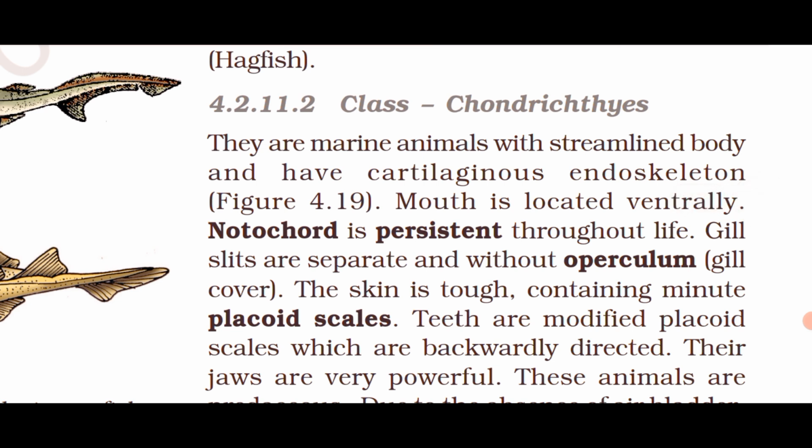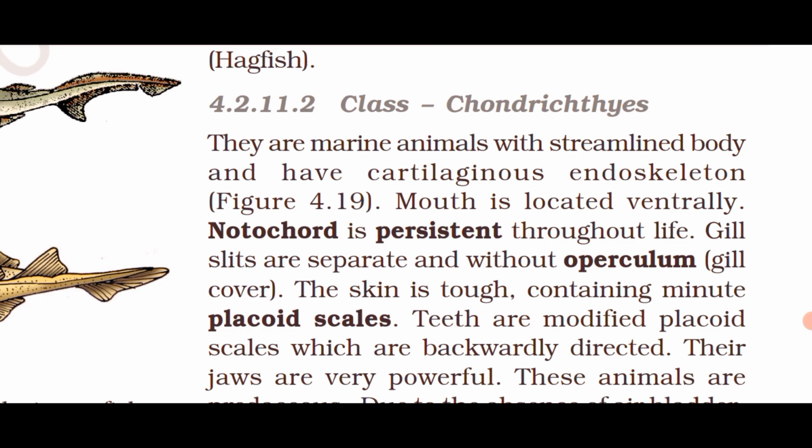4.2.11.2 Class Chondrichthyes. They are marine animals with streamlined body and have cartilaginous endoskeleton. Mouth is located ventrally. Notochord is persistent throughout life.